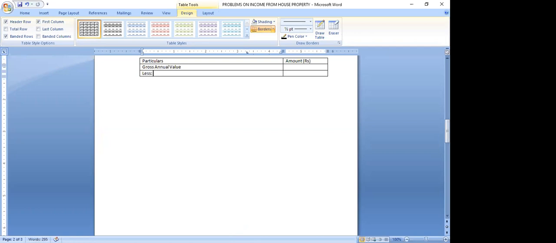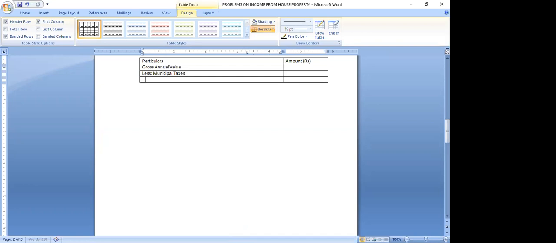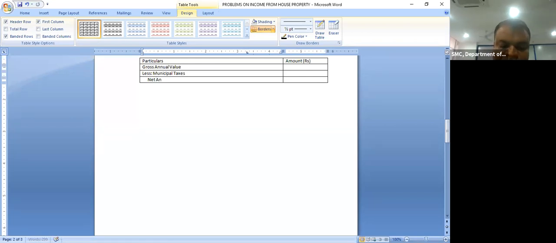Less municipal tax. Yesterday's one, which has been sent. This is less municipal tax. When you deduct the municipal tax, what you get? What we call it as net annual value. Am I right?